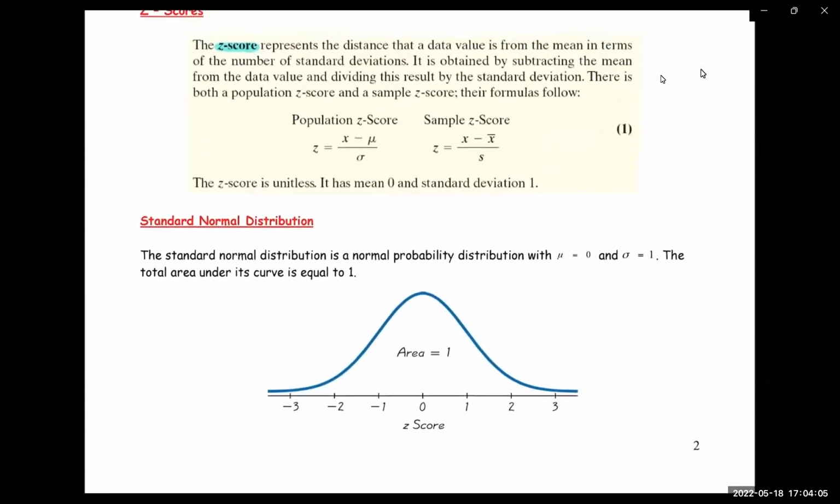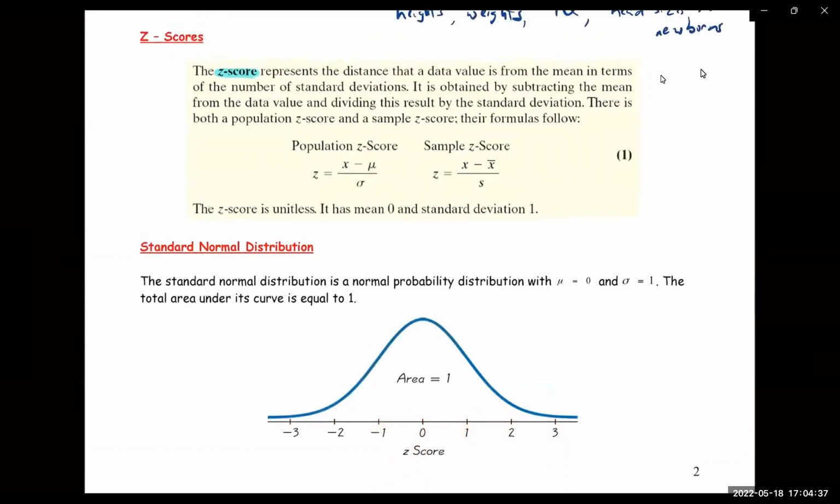So I'll just show you the picture. This is the mean. The mean is always in the middle for a normal distribution. This would be 1 standard deviation away, 2 standard deviations away, 3 standard deviations away to the right, and this would be 1, 2, 3 to the left. These are the z-scores. The z-score is 1 because you're 1 standard deviation away. The z-score is -1 because you're 1 standard deviation away on the left, and so on.